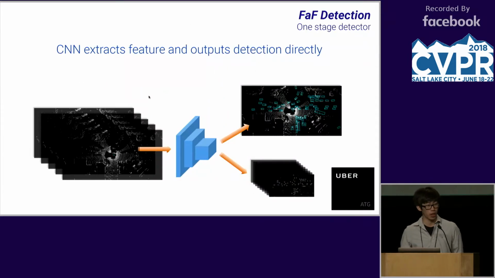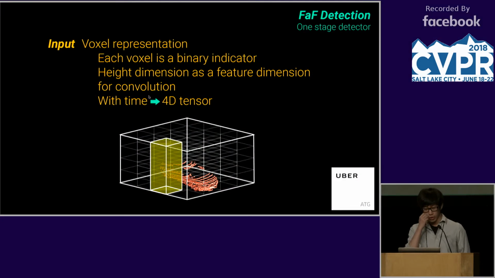Now I will introduce details for each part. First of all, we follow a single-stage detector approach, where the CNN is used to extract features from sensor and output detection directly without ROI pooling. We use a voxel representation as input, where each voxel is a binary indicator of whether it contains LiDAR points. We treat height dimension as feature dimension, as it allows the network to learn better representations more efficiently. Note that with the extra time dimension, our input is a 4D tensor.